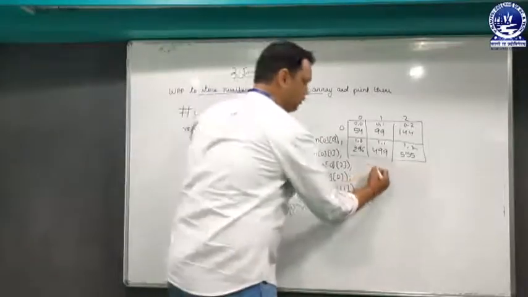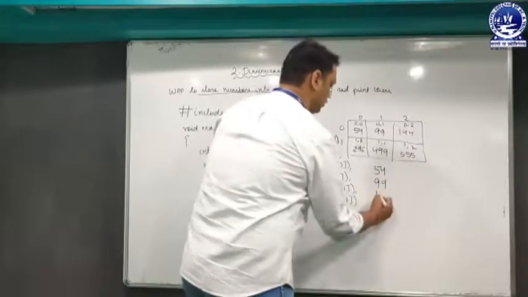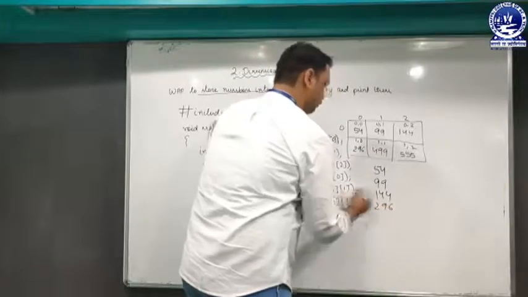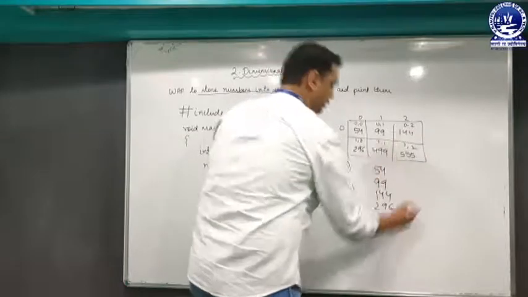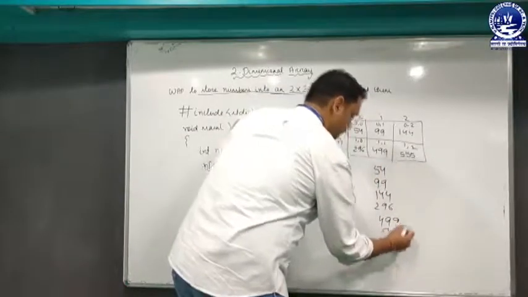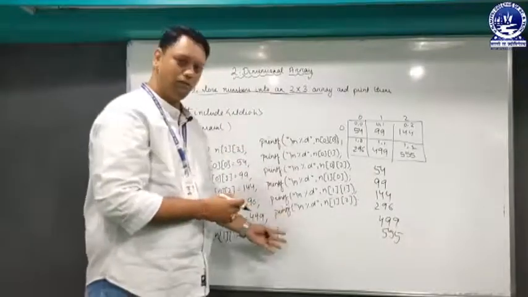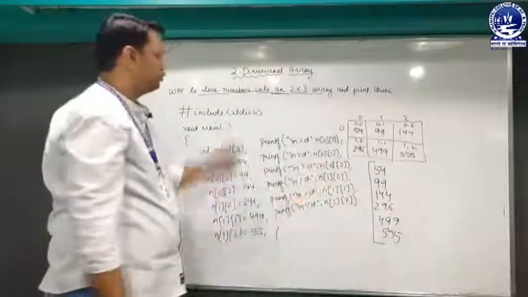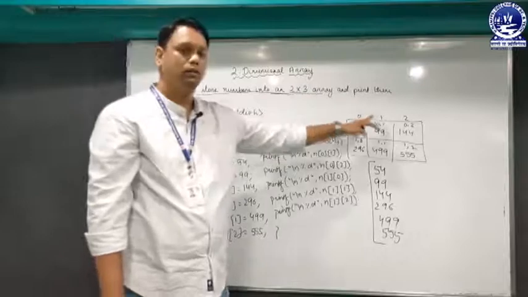So the output will be in this way: 00 is 54, then 01 is 99, then 02, that is 144, then 10, that is 296, then 11, that is 499, and the last one 12, that is 555. So in this way we will be storing the values, in this way we will be printing the values, and finally we have the output in this manner. So this is all about storing the numbers into a 2x3 array and printing them.